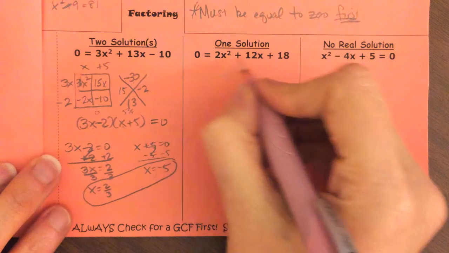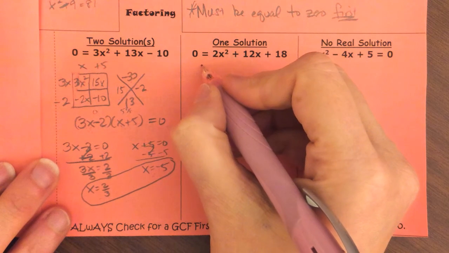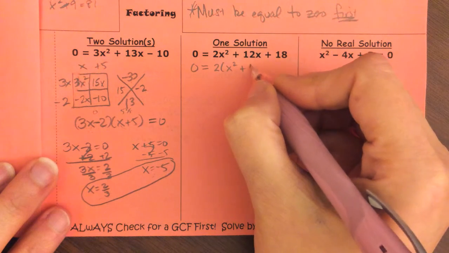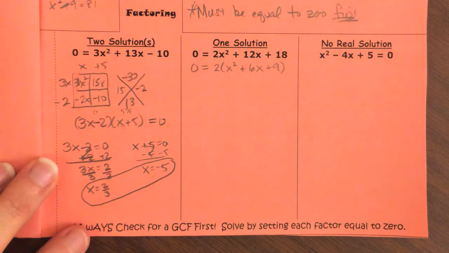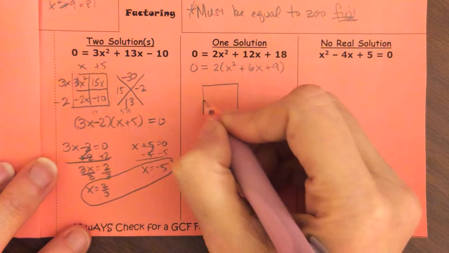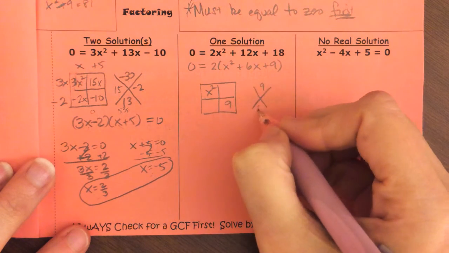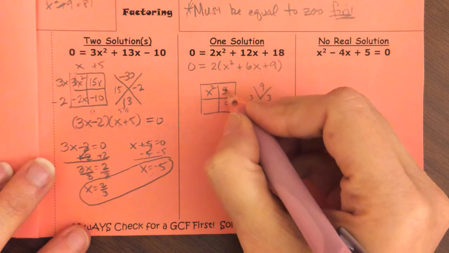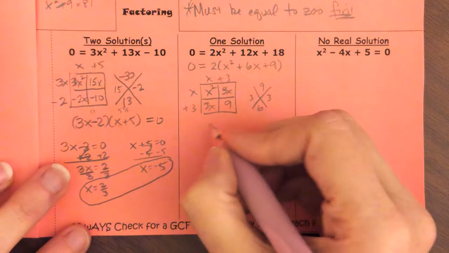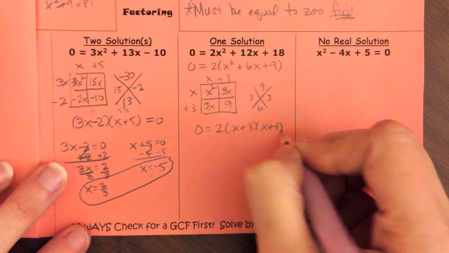We're going to factor it. So if I factor this, I have a GCF, right? The GCF here is 2. So if I take out the GCF, I have 2 times x squared plus 6x plus 9. Okay? So when I factor that, x squared, 9, that's 3x and 3x, so that's x plus 3, x plus 3. So now I'm saying 0 equals 2 times x plus 3 times x plus 3.